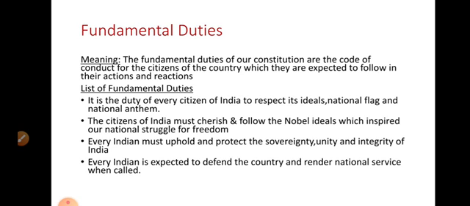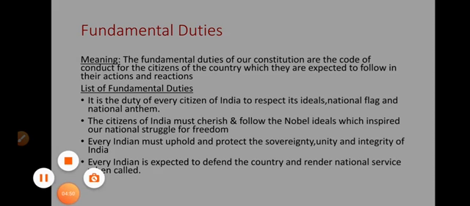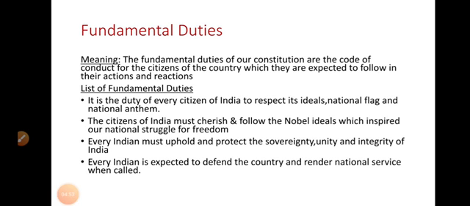What is the meaning of fundamental duty? The fundamental duties of our constitution are the code of conduct for the citizens of the country, which they are expected to follow in their actions and reactions. So this is the meaning of fundamental duties. Normally, as for their importance, we can say these duties guide the citizens to do their duties as good citizens with dedication, discipline, and dynamism.